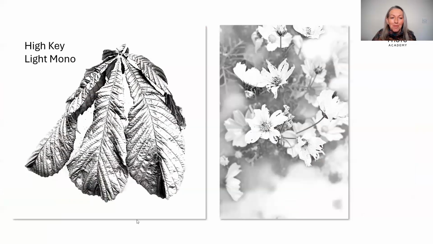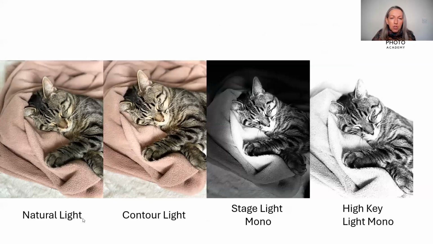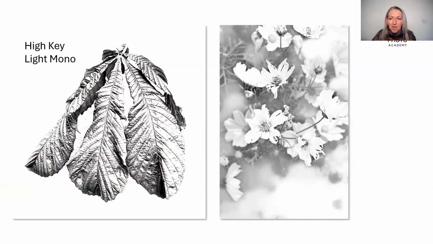Okay, sorry, these are some examples. Natural light is the one that I would tend to use a lot. You can use contour lighting for more dramatic lighting. Stage light mono converts it to black and white and puts the subject in a spotlight effect. And then high key light mono converts it to black and white and changes the background to white. Now, sometimes these can be a bit funky, but you can get some creative shots with them.